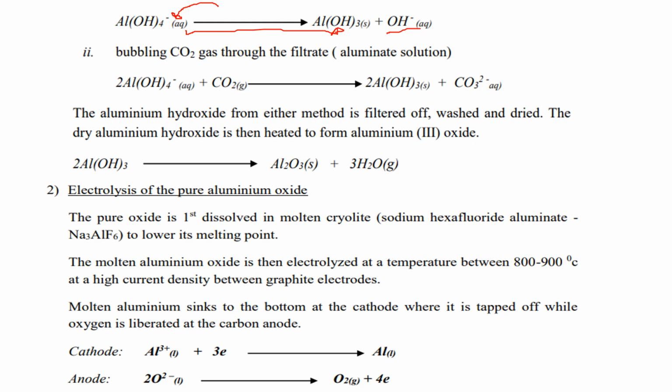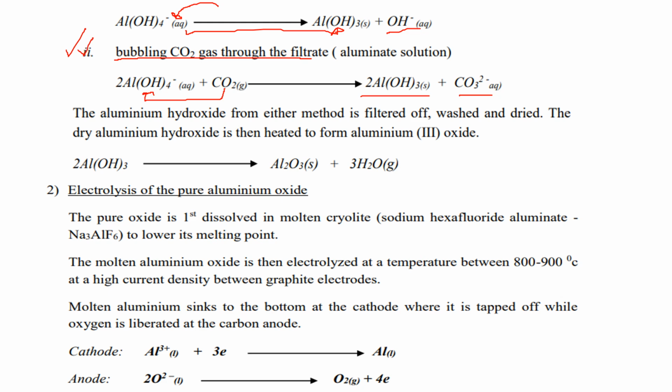So the other way of precipitating, which is the most acceptable and which I advise you to go with, is bubbling carbon dioxide gas through our solution containing the complex of sodium aluminate. And we are saying that when carbon dioxide reacts with the sodium aluminate solution, we form 2 moles of aluminium hydroxide plus carbonate ions that remain in the solution.